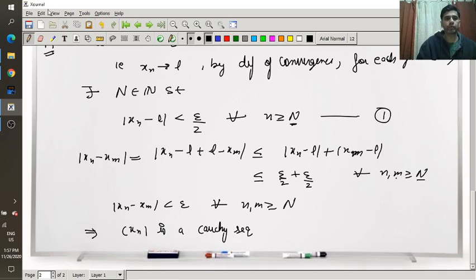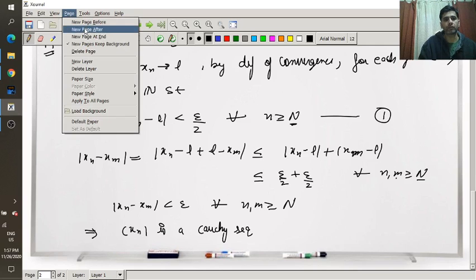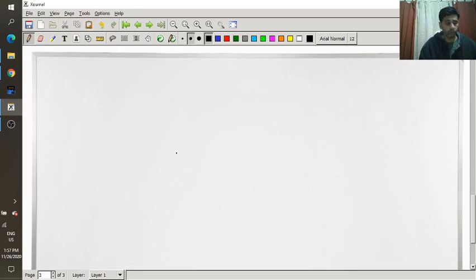So now we will prove the converse of this result, right? So let us start the converse of this proof. The converse is, if a sequence is a Cauchy sequence, then it is convergent. So let us take a Cauchy sequence. Let xn be a Cauchy sequence.